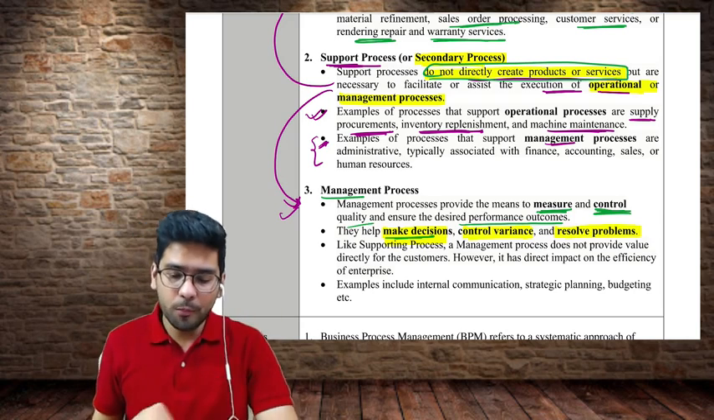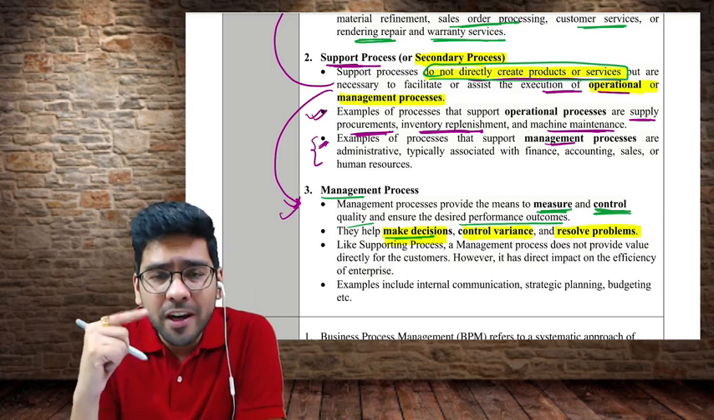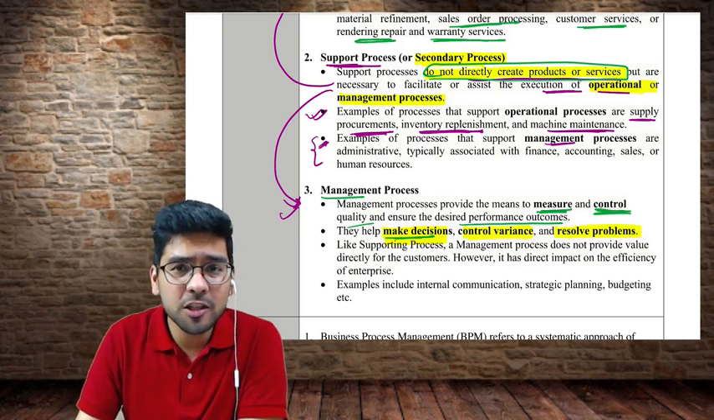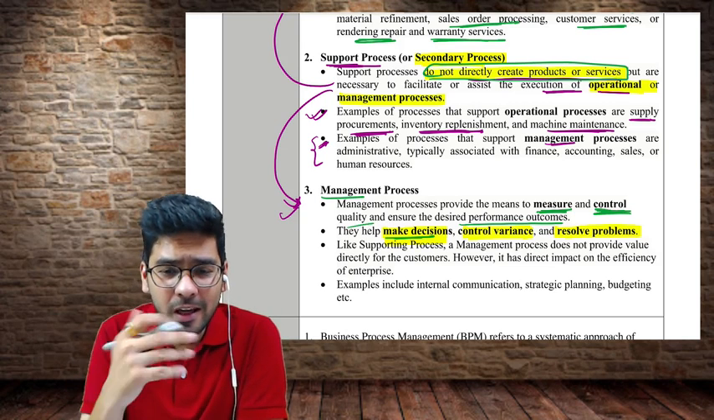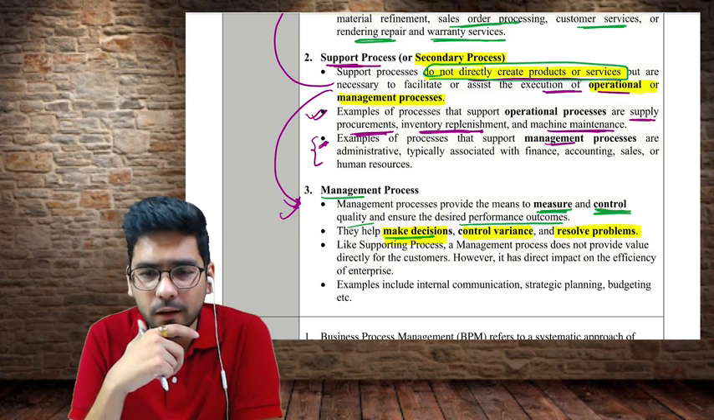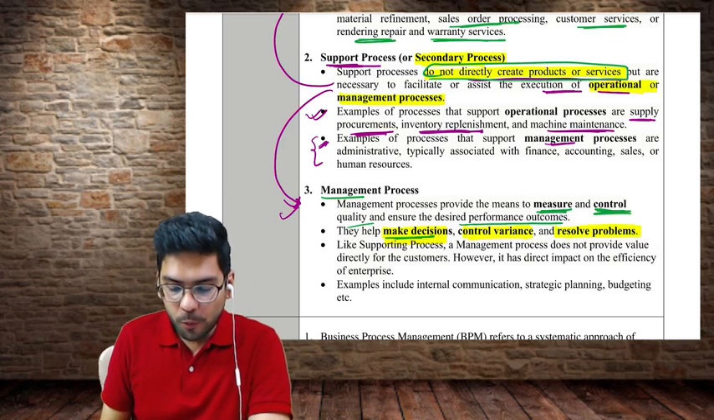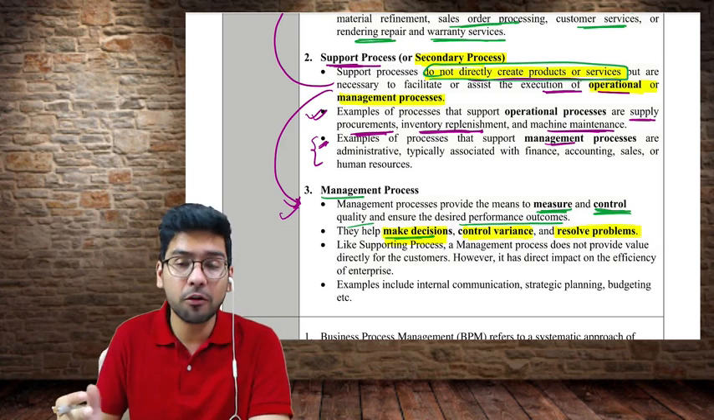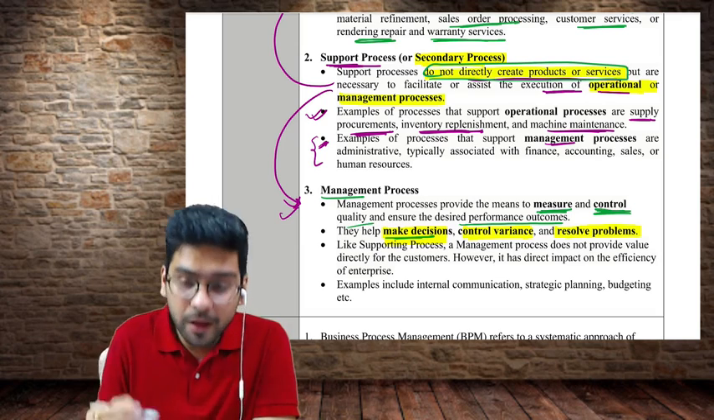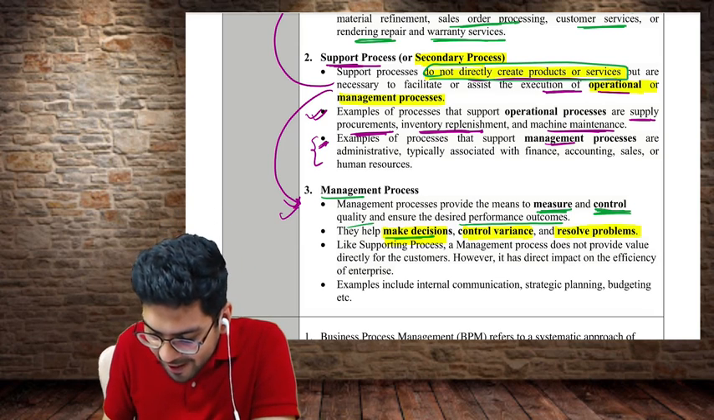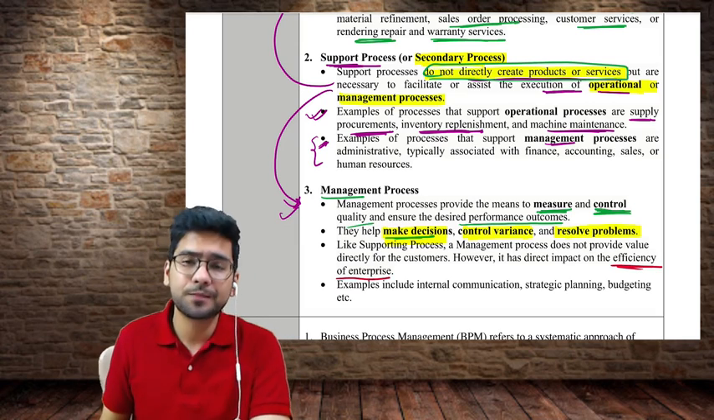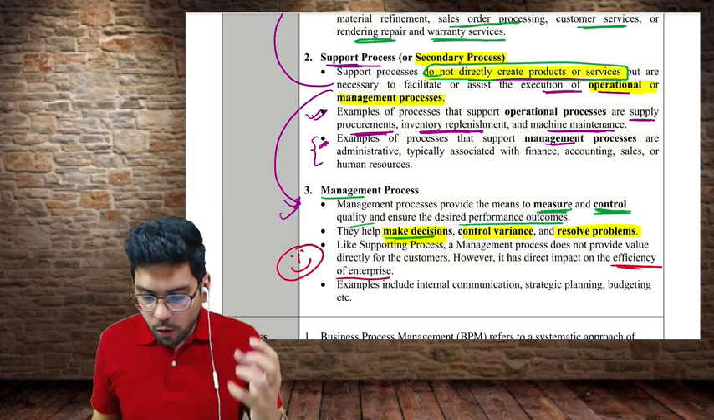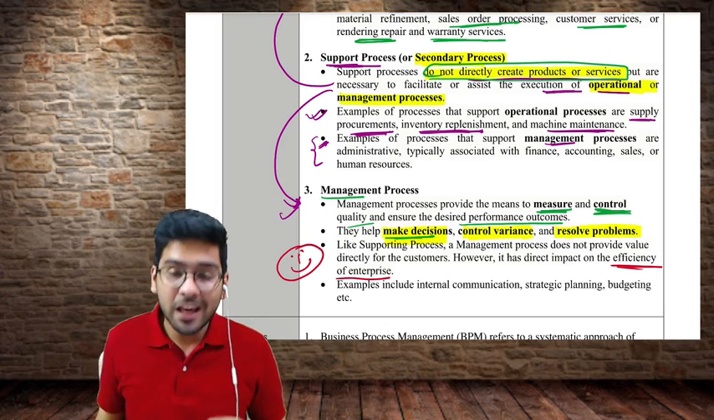Again, a very important point here: are management processes directly involved in creating a product? What do you think? The answer is no. Like support process, a management process does not provide value directly for the customers. However, very important line, can be asked as MCQ also: it has a direct impact on the efficiency of an enterprise. Please mark it. Management processes have a direct impact on the efficiency of the enterprise.